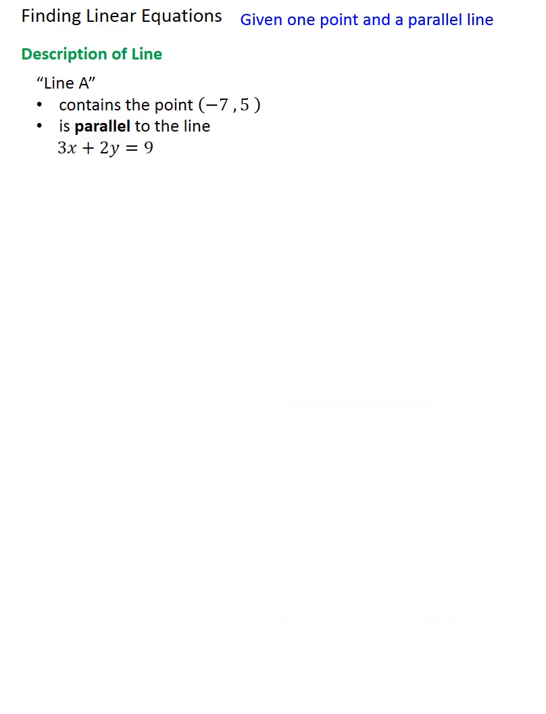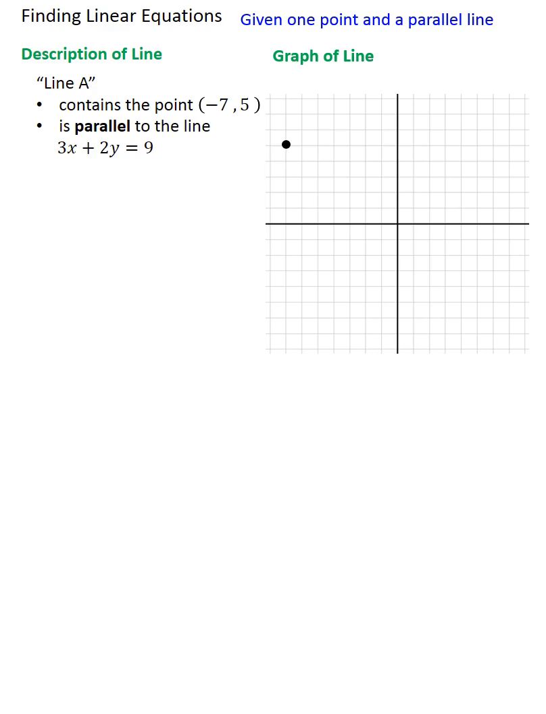So let's start with graphing our line first. Well, we know that the line we want contains the point negative 7, 5, so there's that point. But we also know that it's parallel to this line, which I've now put as equation in red. If I were to graph that line, I would get this. The details are not discussed in this video, but again, those kind of details come from a previous video, linear equations in two variables, graphing.